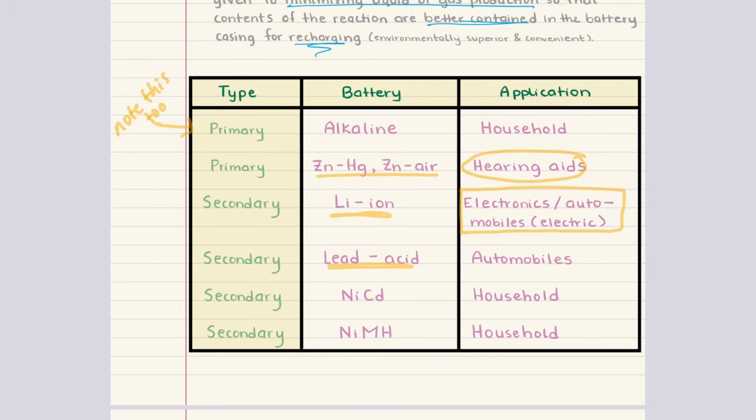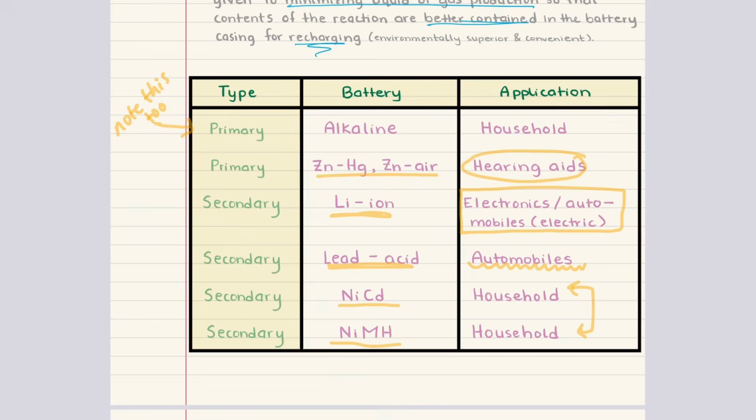Lead acid batteries are also secondary batteries. They are much heavier, but they can deliver very large surges of current, which makes them ideal for starting car engines. Nickel cadmium and nickel metal hydride batteries are also secondary batteries, and they are common in household rechargeable devices.